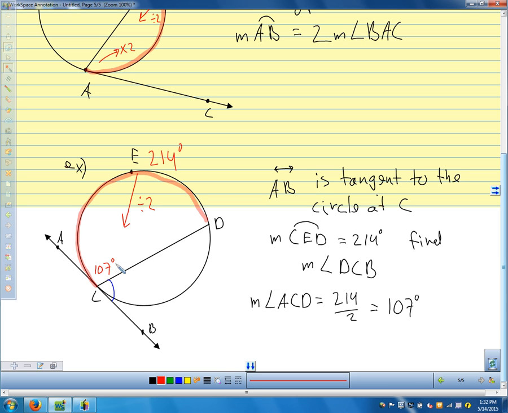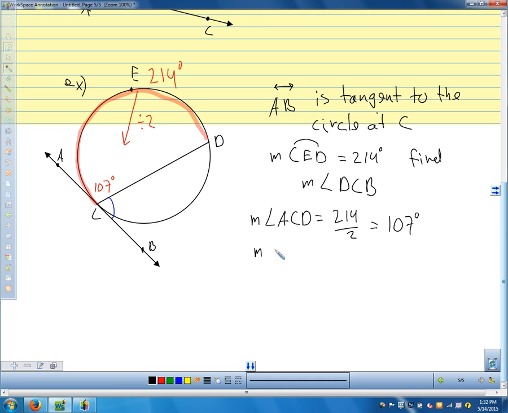And then since that angle and that angle next to it are supplementary, you subtract 107 from 180. Right. These are a linear pair, so they have to add up to 180. So the measure of our angle DCB is 180 minus 107, which gives me 73 degrees. Anybody see a different way to do it?